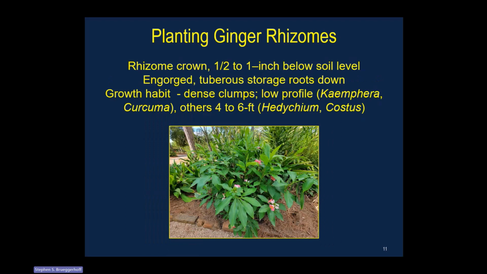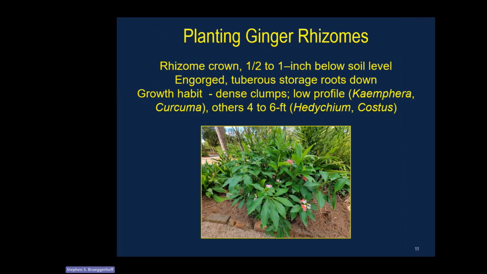Now, as far as planting the rhizomes, again, take the rhizome crown. You're going to plant that about a half an inch to an inch below the soil level, so not too deep. You could get away with 2 inches, that would be fine. But just ensure that these plants are not buried too deeply. They do have the potential for rotting in place. You're going to take the engorged tuberous storage roots down, right? So make sure those eyes are pointed up, and if you can identify the roots on the end of that bulbous mass, go ahead and put those down. That just goes without saying.